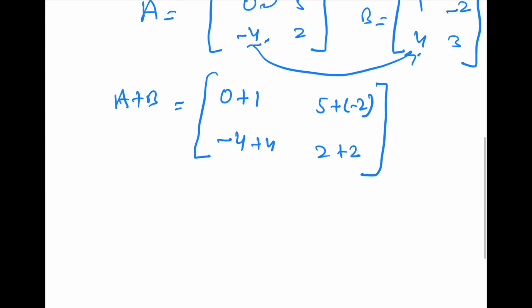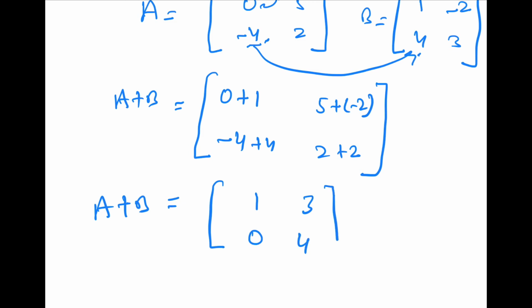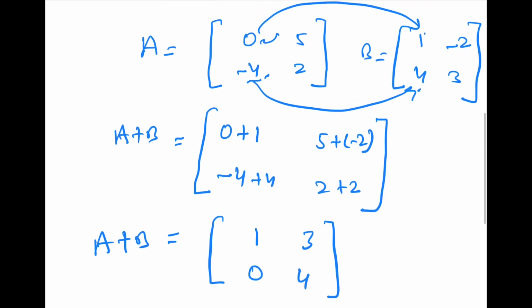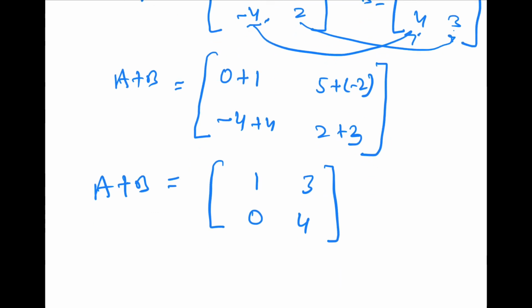Then we get the A plus B matrix as [1, 0; 5 plus minus 2, which is 3, and 2 plus 3, which is 5]. Sorry, it is 2 plus 3, here it is 3, then we get 2 plus 3 as 5. So, this is the addition of the two matrices.